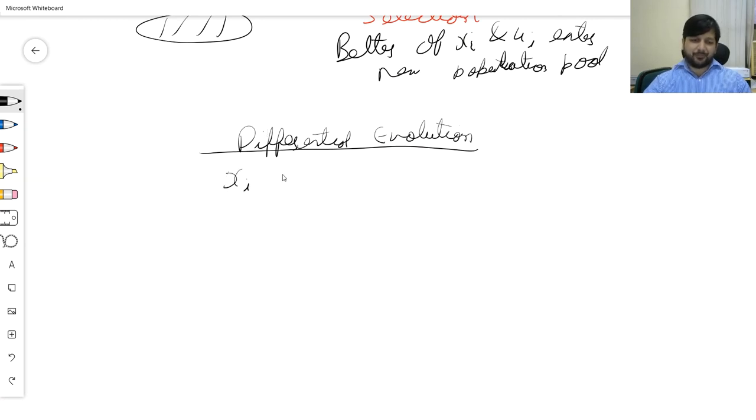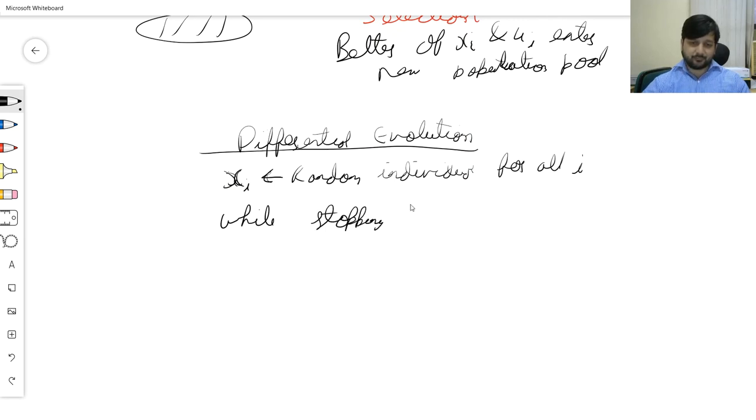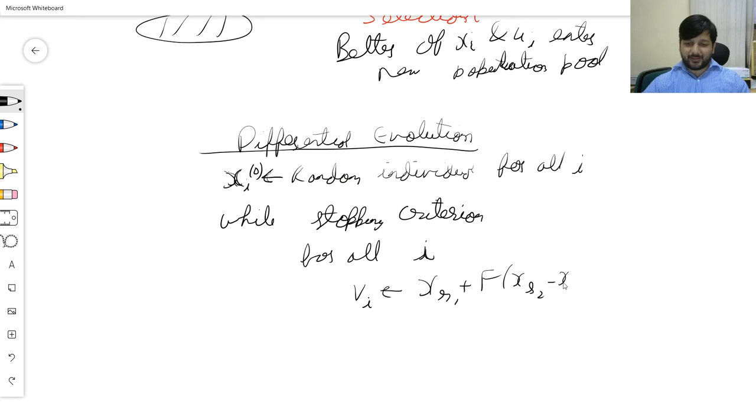So XI is a random individual for all I in the population pool. All that you need to do is, while stopping criterion, so that's a time zero, for all individuals I. So first I create a random mutation vector, a random vector. So let's say vi is, let's follow the random strategy, xr1 plus f of xr2 minus xr3. So r1, r2 and r3 are random individuals, distinct.